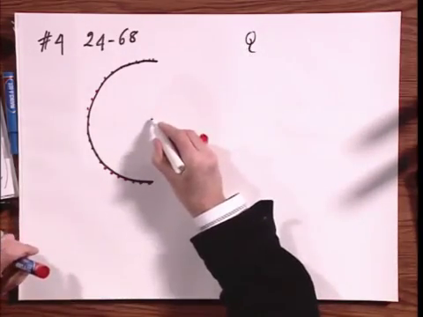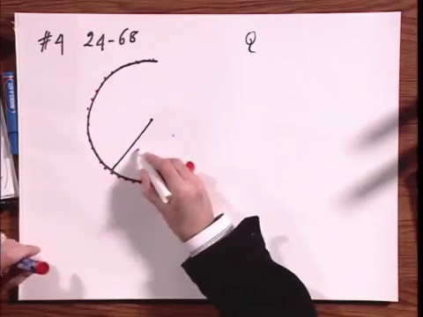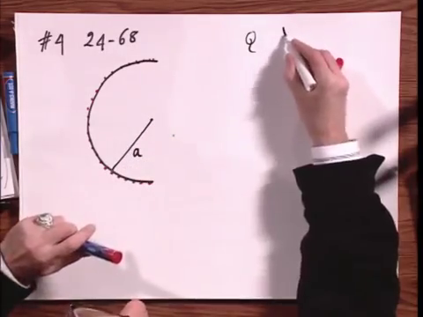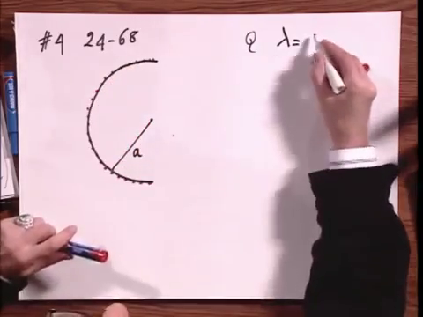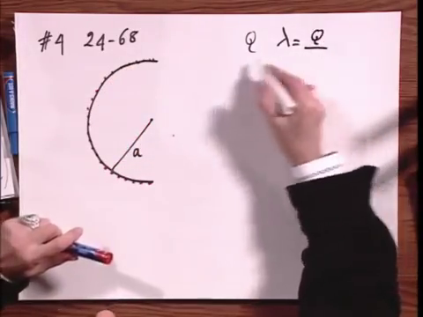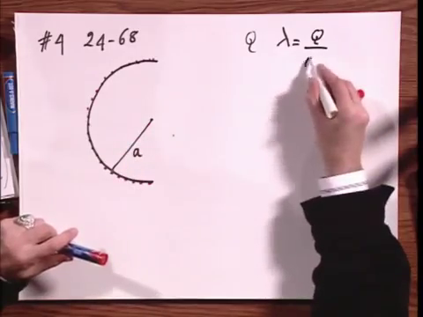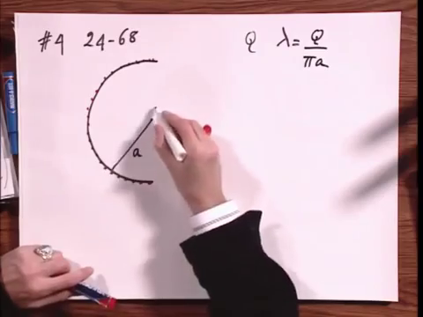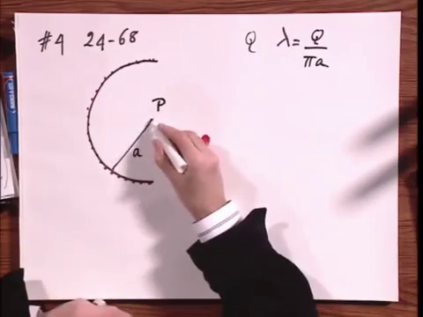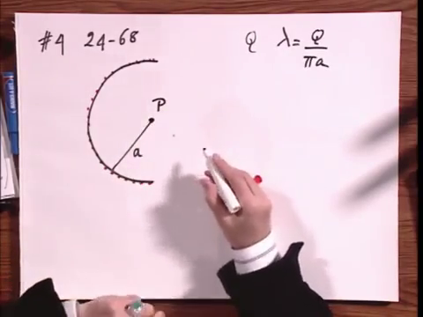The radius of the arc is A, it's only half an arc, and so lambda, if you want to express it in how many coulombs there are per meter, would be Q divided by half the circumference, so that is pi A. And now you're being asked, what is the potential at that point P, right at the center of that arc?